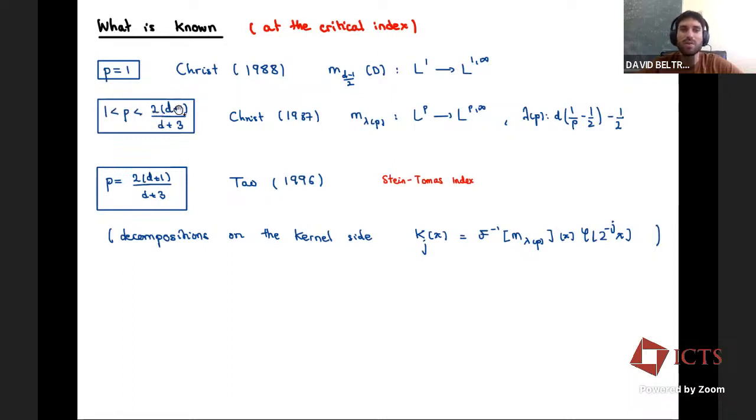So between 1 and 2d plus 1 over d plus 3, he was also able to verify that for the corresponding critical index for that value of p, which I denoted here by lambda p, the weak type p p bounds also hold. And here this exponent was excluded. This exponent is the Stein-Thomas exponent. Many people are familiar with the Stein-Thomas exponent in the supercritical regime when we talk about the extension operator, but this will be the dual when we talk about restriction. And this point here, the Stein-Thomas point, was later proved by Tao, almost a decade later.